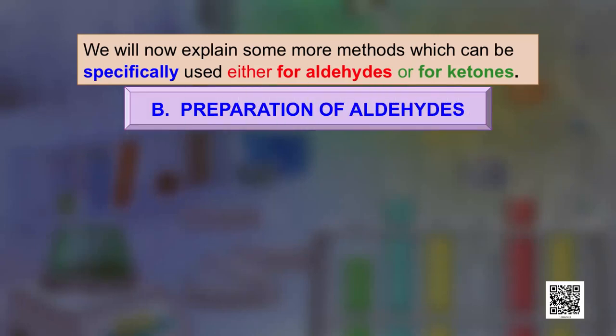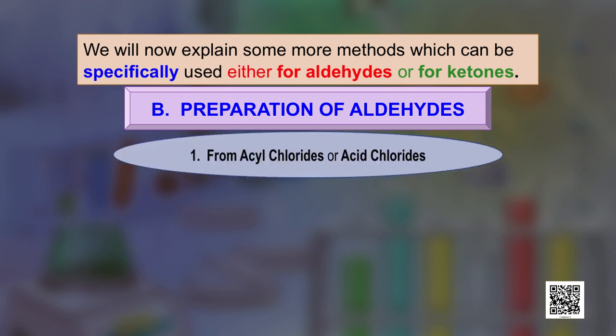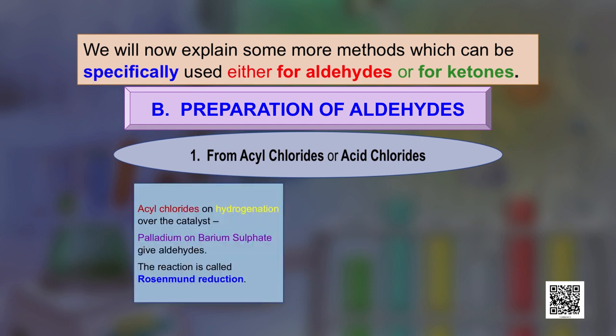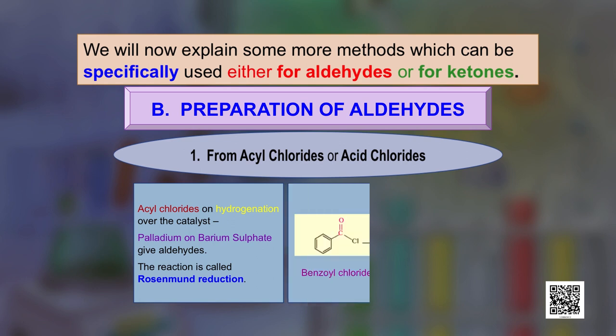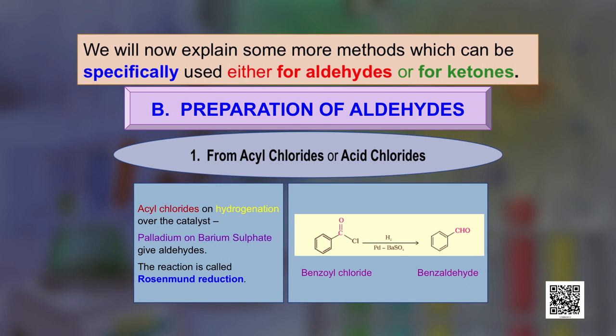We will now explain some more methods which can be specifically used either for aldehydes or for ketones. So, we will first consider the methods for preparation of aldehydes. First method is from acyl halides or acid chlorides. Acid chlorides on hydrogenation over the catalyst palladium on barium sulfate give aldehydes. This reaction is called Rosenmund reduction and is shown here. You can see that if we start with benzoyl chloride, we will get benzaldehyde.